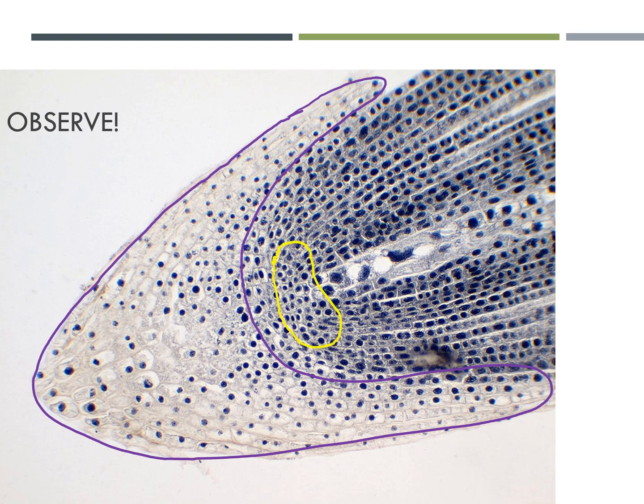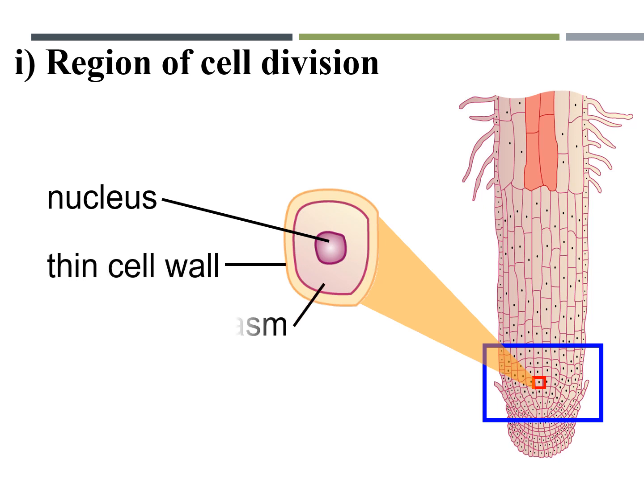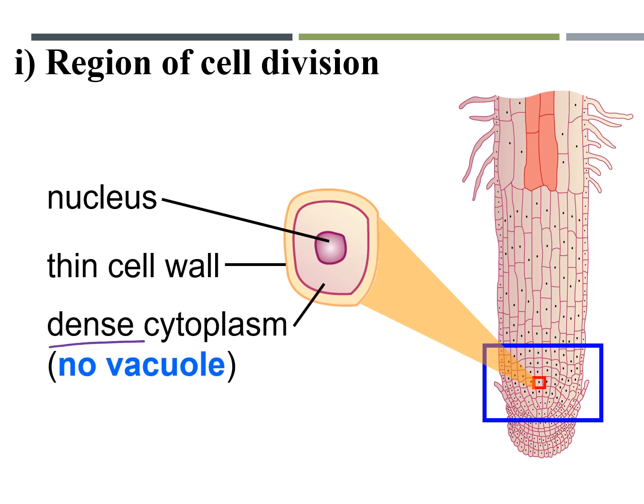These are very tiny small cells, and they are doing rapid mitotic cell division to increase the cell number. The cells in the region of cell division are very tiny, very small, with a very dense cytoplasm.